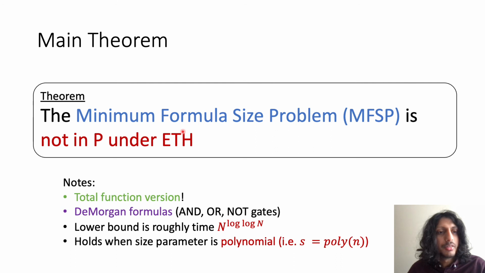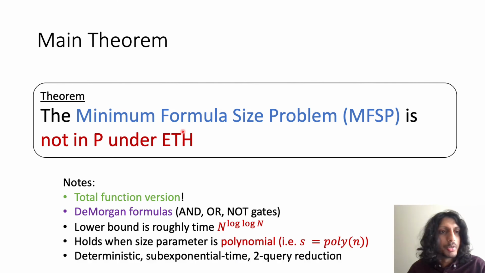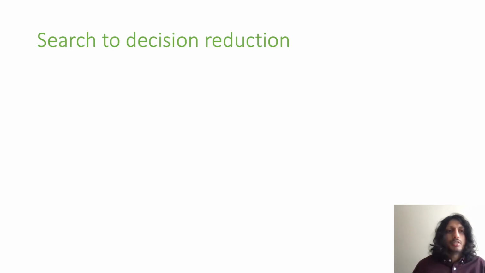Okay, so that's our main theorem. I'm going to talk a little bit about how it's proved in the technique section. But before I do that, I do want to mention one other thing. Oh, sorry. And the last thing I want to mention about this reduction is that, if you're interested, it's a deterministic sub-exponential time 2-query reduction. And the other thing that I want to mention is, building on the techniques used to prove ETH hardness, we also get something interesting in the search decision realm.